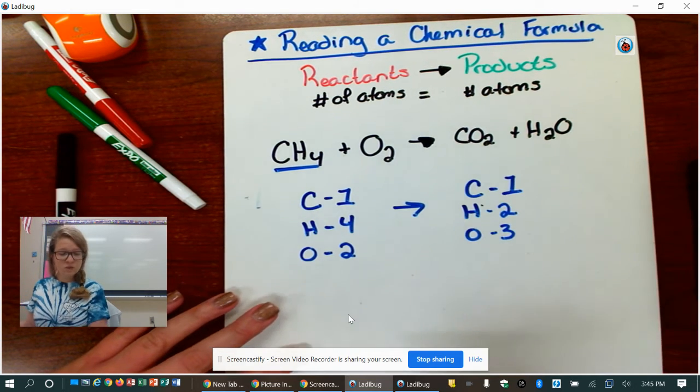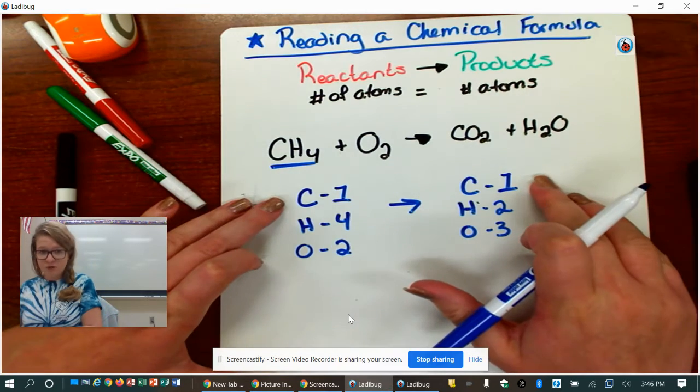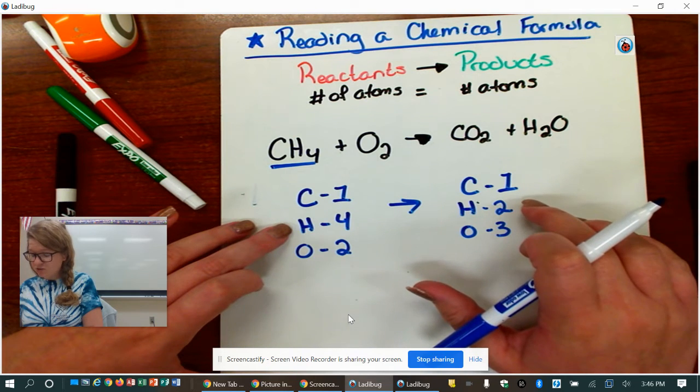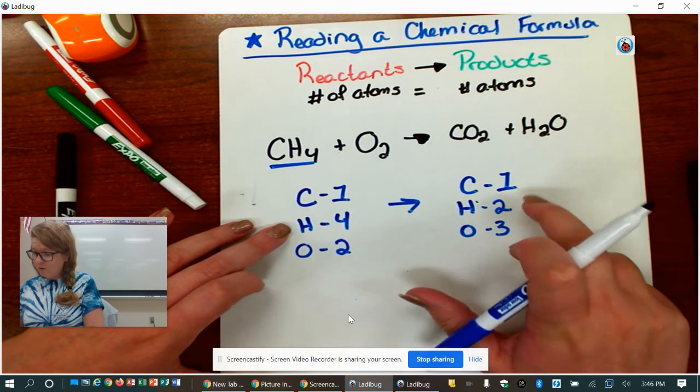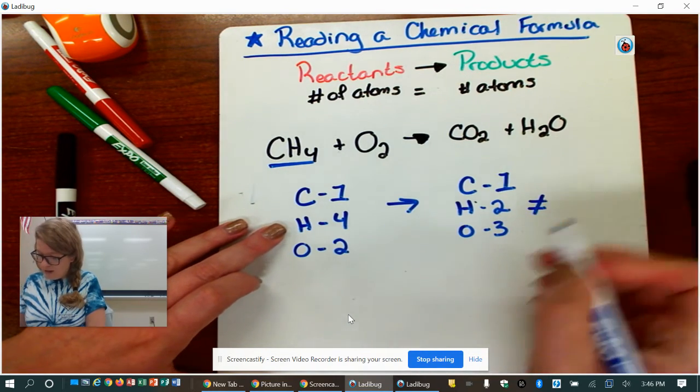I go to look to see what is balanced. I have 1 carbon on each side. Okay, we're balanced there. I have 4 hydrogens over here, but I only have 2 over here. So this is not balanced. This is not okay.